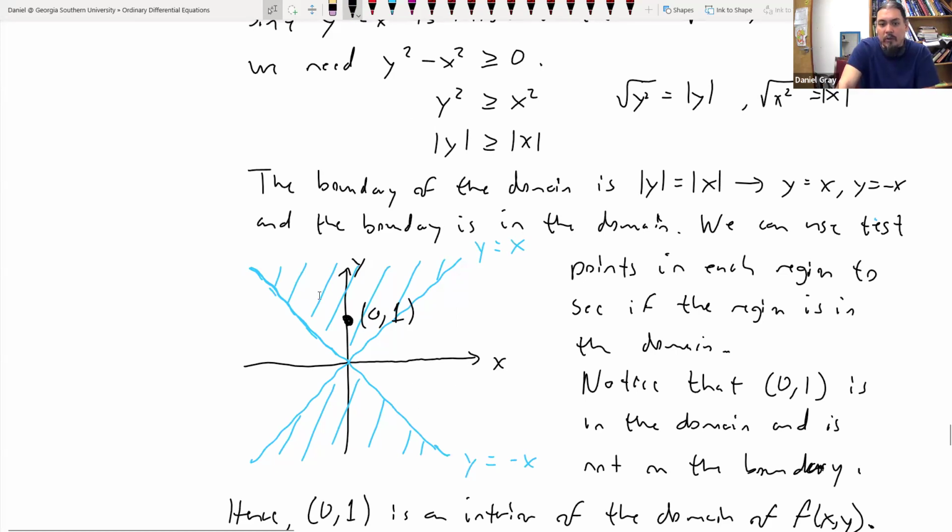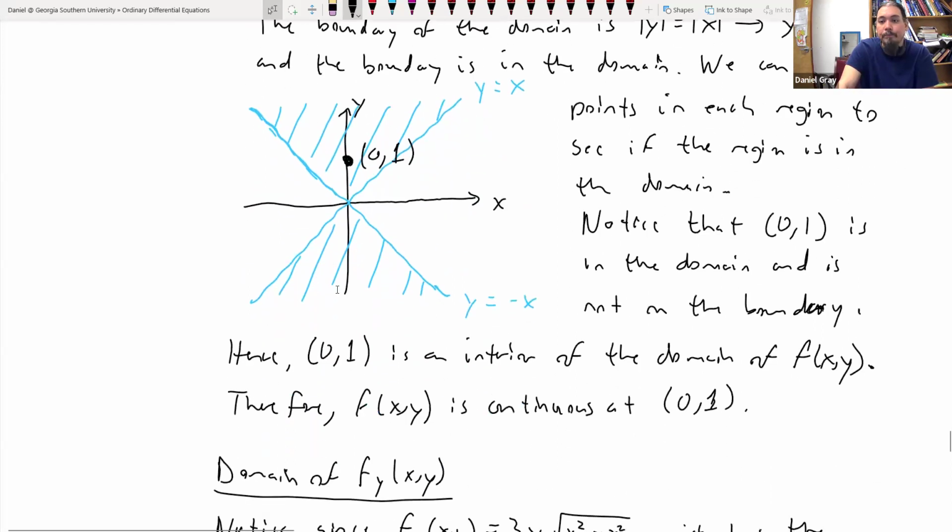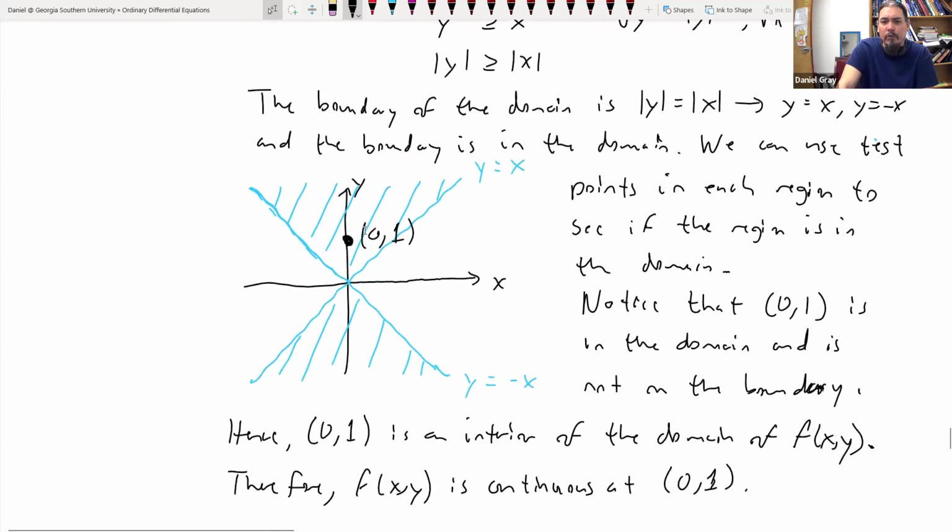Now I do the same thing in each of these regions. And I see that this part is in the domain because if we plug in 0 and 1, x equals 0, y equals 1, 1 is greater than or equal to 0. It satisfies that, so this is shaded in. So everything in this region is in the domain. If I plug in -1, 0, I get 0 is greater than or equal to 1 again, which is false. If I plug in 0, -1, then I get 1 is greater than or equal to 0, which is true. So there we have it. There's a nice picture of the domain of f of x, y.